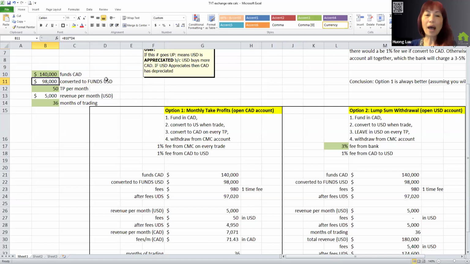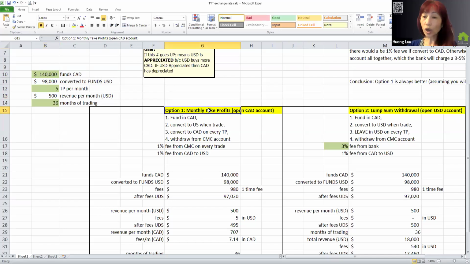Okay, so now how does this go? How does this get affected with the 1% fee that the platform is going to charge me every single time I do a take profit? So what I mean by that is every single time I take a take profit, they're going to charge me a 1% fee to convert it to Canadian, and then I sit in Canadian dollars.